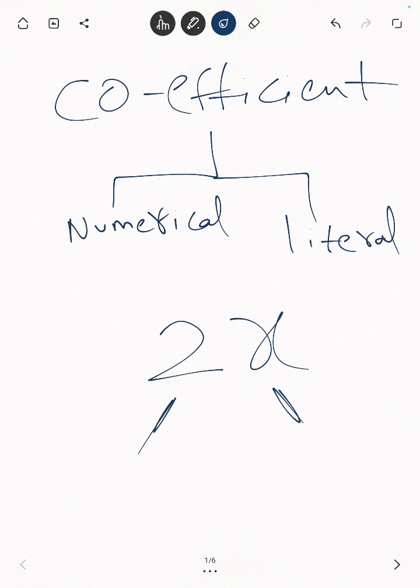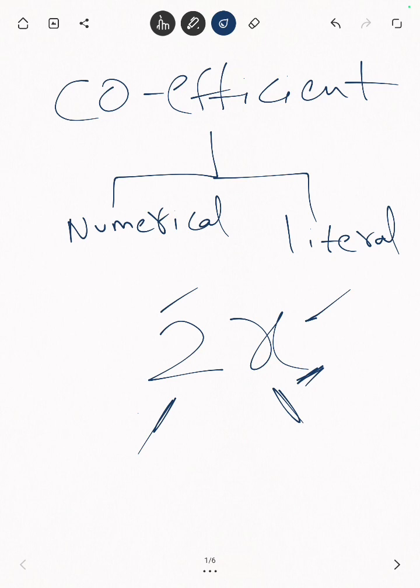The question might be like this: what is the coefficient of x? And the answer is 2. What is the coefficient of 2? The answer is x. Usually, most of the questions will be like, what is the coefficient of the given variable? This variable. And you should answer the number. In a term, usually, the number and variable are always getting multiplied with each other.